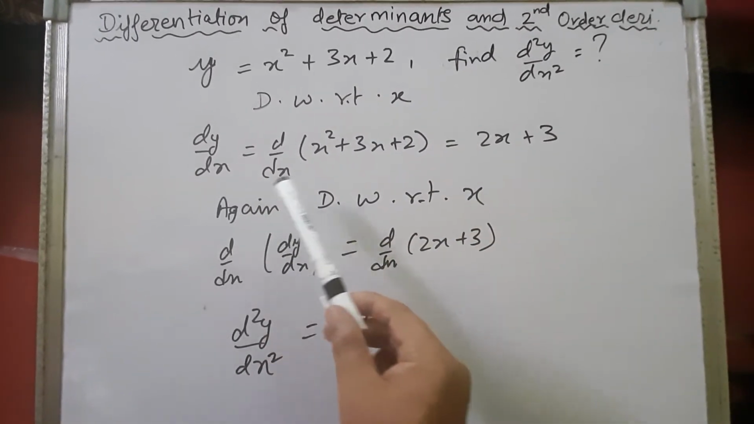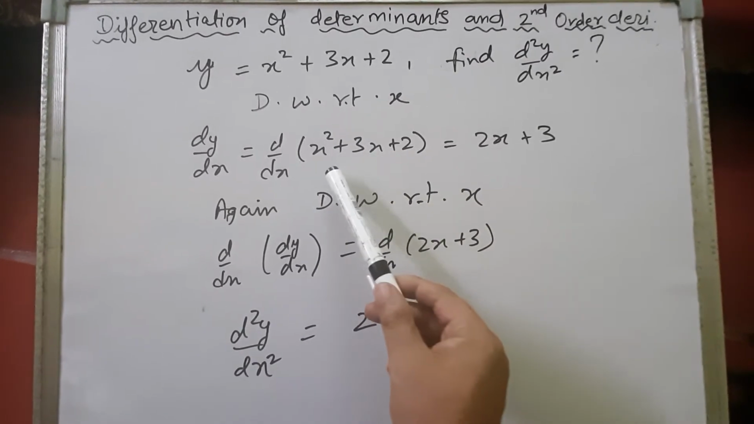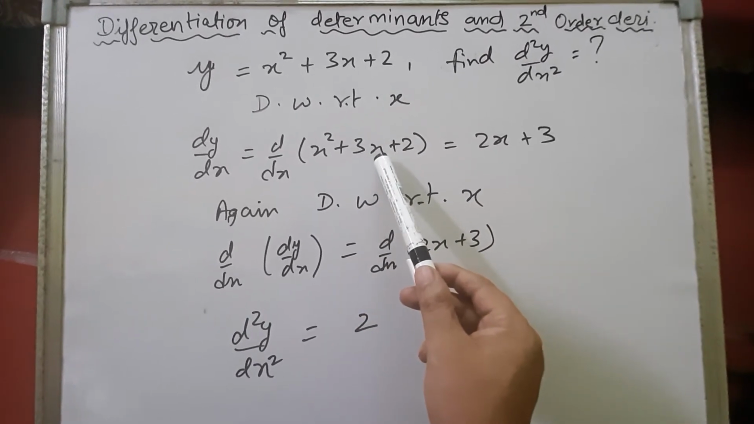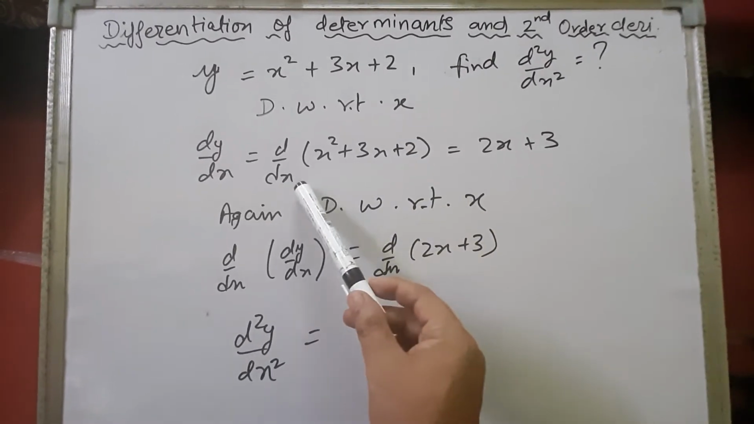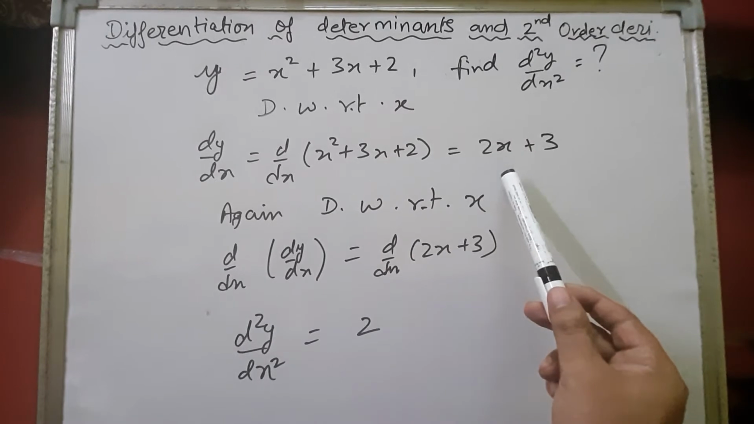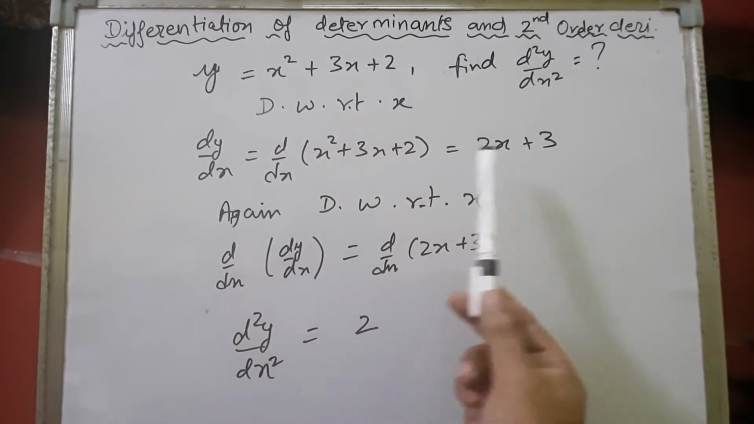So dy by dx will be d by dx of x squared plus 3x plus 2. d by dx of x squared is 2x, d by dx of 3x will be 3, and d by dx of a constant will be 0. That means d by dx of x squared plus 3x plus 2 will be 2x plus 3. Right, so the value of dy by dx is 2x plus 3.